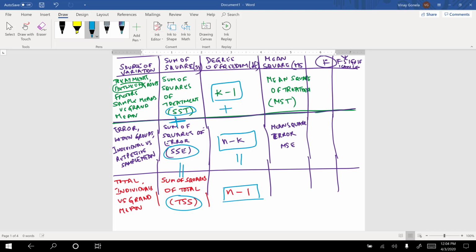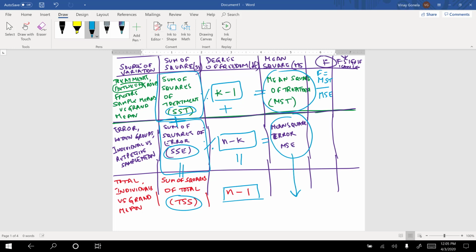And then when you divide this SST divided by k minus 1, it should give you this. If you do SSE divided by n minus k, it will give you this. And then if you take this and divide that by this, which is MST divided by MSE, you are going to get the F value.